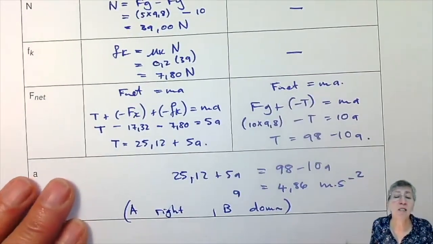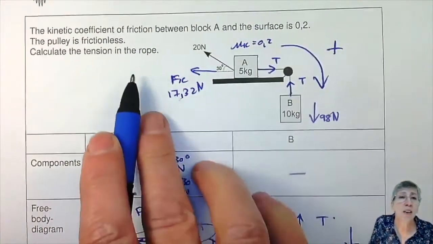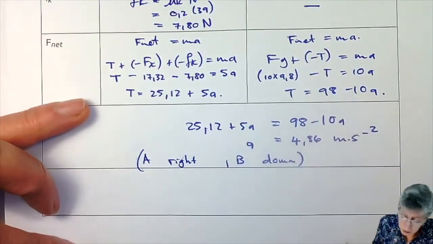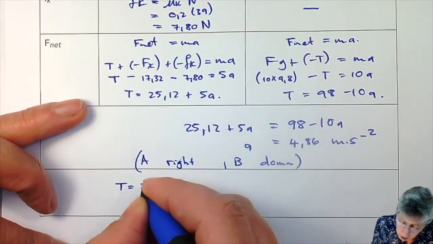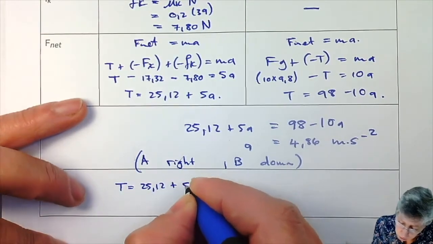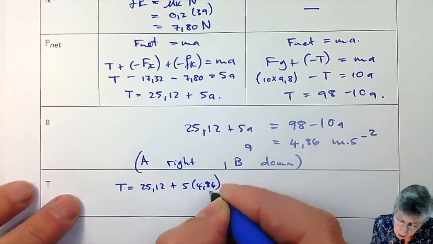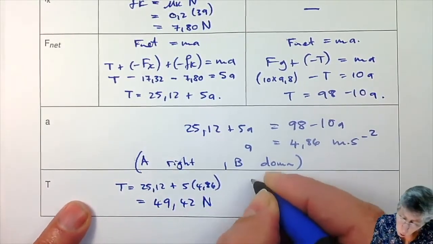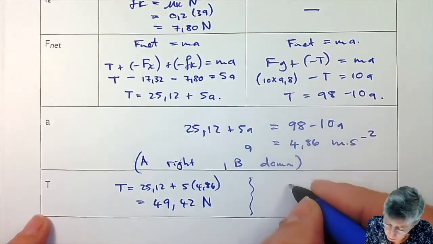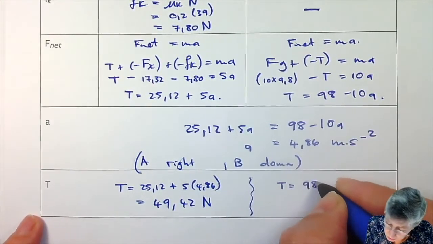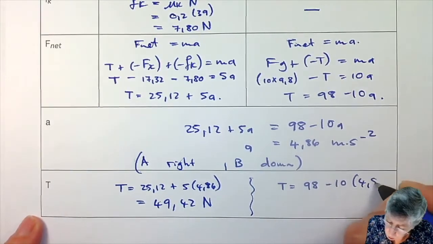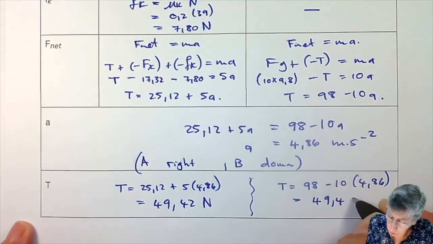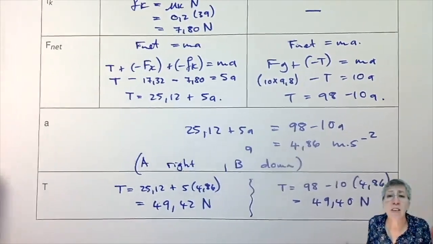Right, but we still haven't answered our question. The question up there was calculate the tension in the rope. So for tension in the rope, we're just going to substitute back. So here we end up with T being 25,12 plus 5 times 4,86. If you do that, you end up with 49,42 newtons. Or you could have chosen the other one, right? So there it would have been 98 minus 10 times 4,86, to give you 49,40 rounded. Little rounding difference.